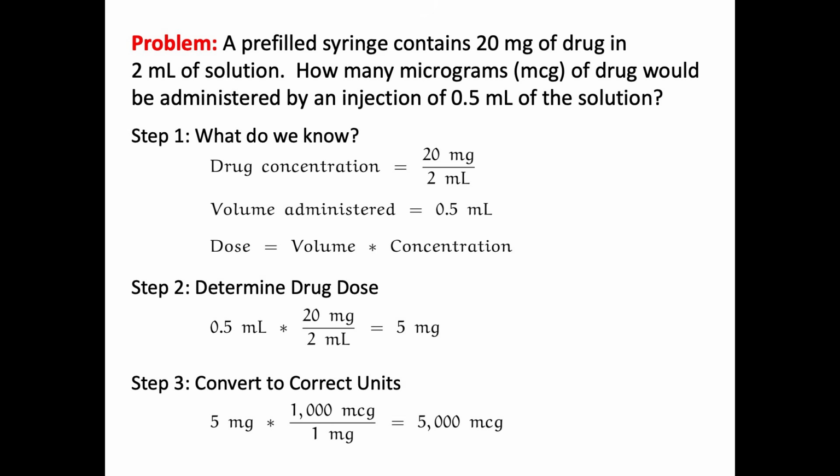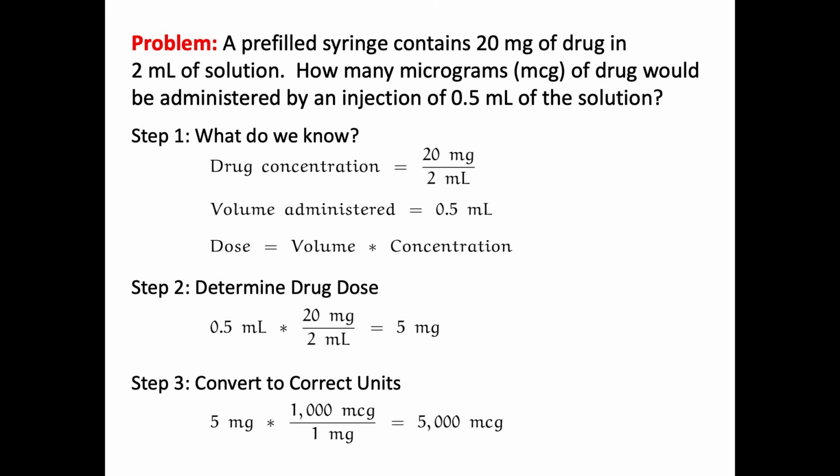But that's not the right answer to this question, because this question asks for how many micrograms of the drug. So our final step needs to be to convert our 5 milligrams to how many micrograms that represents. So let's start with 5 milligrams, multiplied by the conversion factor. We can go back and look at how micrograms are essentially 1,000 times less than a milligram.